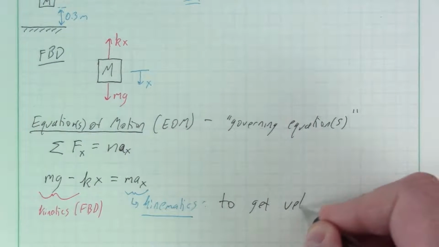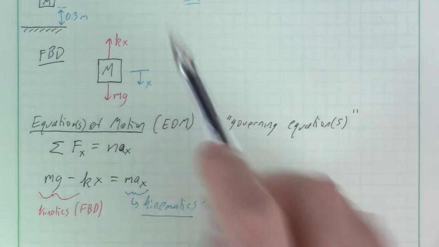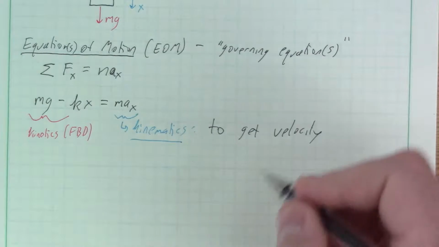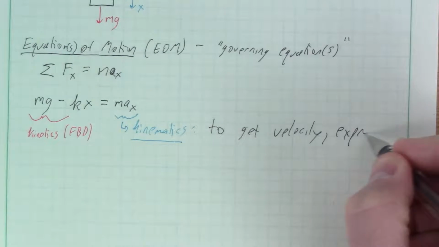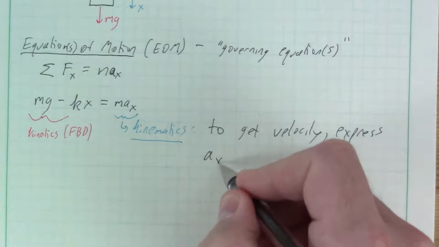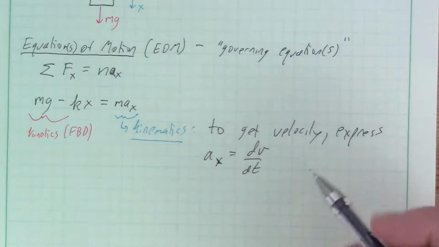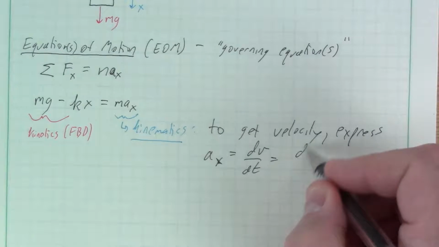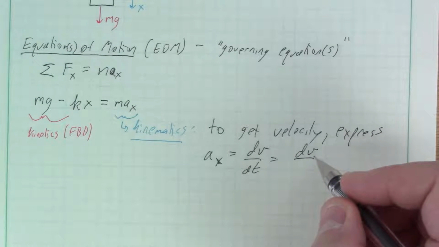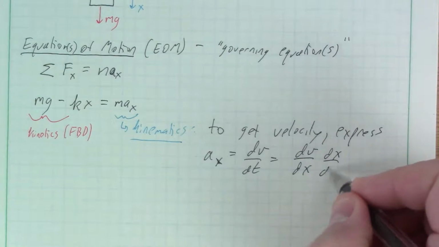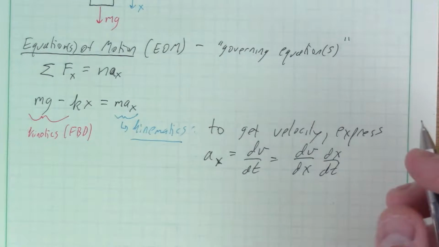To get velocity, which is what we need in the problem statement, right? Determine the velocity when the mass hits the floor. To determine velocity, we need to express a_x as, well, that's dv/dt, right? But it's going to be advantageous to express it in terms of dv/dx times dx/dt. Remember, this is just the chain rule expansion here.